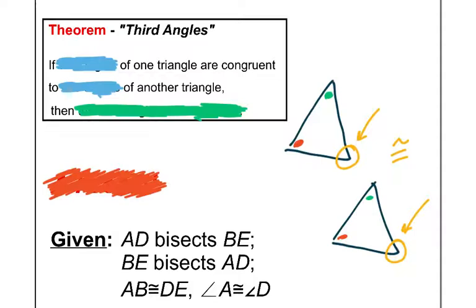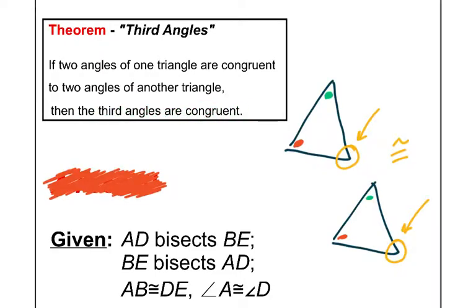The third angle theorem officially says, write this one down in your notes: if 2 angles in one triangle, the red and the green, are congruent to 2 angles in another triangle, the other red and the green, then the 2 yellow angles have to be congruent. And that's called the third angle theorem. That's going to be helpful when we talk about congruent triangles because we're going to need to show that all the angles are congruent, but we can stop at just 2.